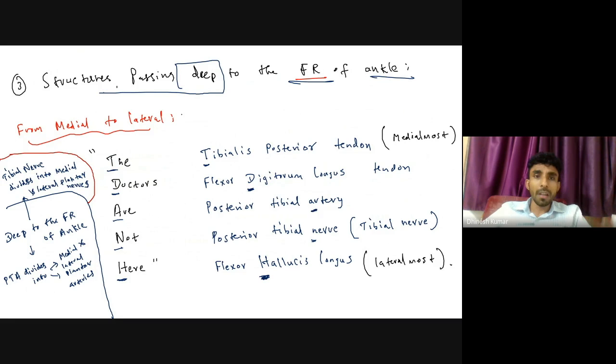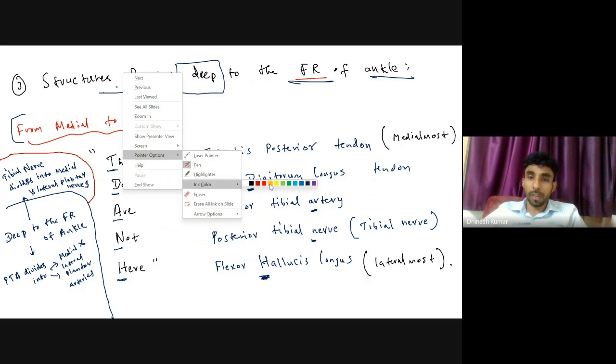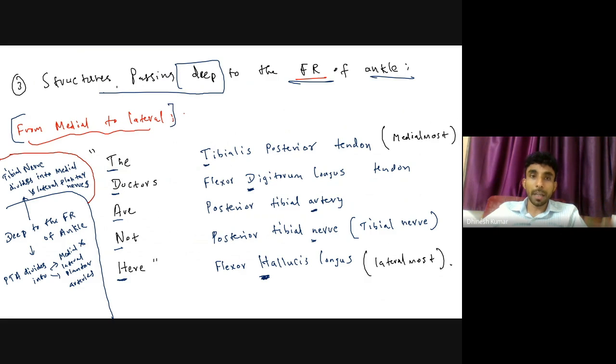When you move from medial to lateral, the arrangement of structures passing deep to the flexor retinaculum, you can remember by this mnemonic: Tom, Dick And Very Nervous Harry, or 'the doctors are not here'. T represents tibialis posterior tendon. Then D, digitorum longus. Obviously, we are talking about flexor retinaculum, so the tendon name is flexor digitorum longus.